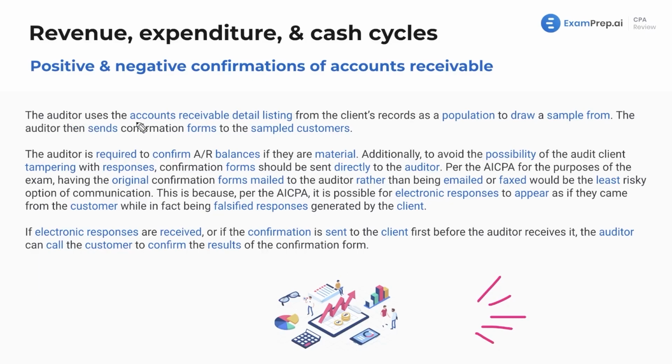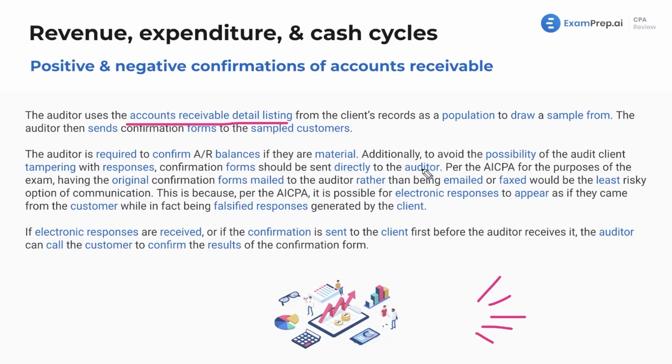Now here, the auditor uses the accounts receivable detail listing, the listing of all the AR specific transactions they have from the client's records, as a population to draw the sample from. Again, in the accounting system, they just have this big list, receivable transaction 1, receivable transaction 2. The auditor then sends confirmation forms to the sampled customers. The auditor is required to confirm AR balances if they are material. That's just something you have to take into account for any audit. Additionally, to possibly avoid the audit client tampering with responses, confirmation forms should be sent directly to the auditor.